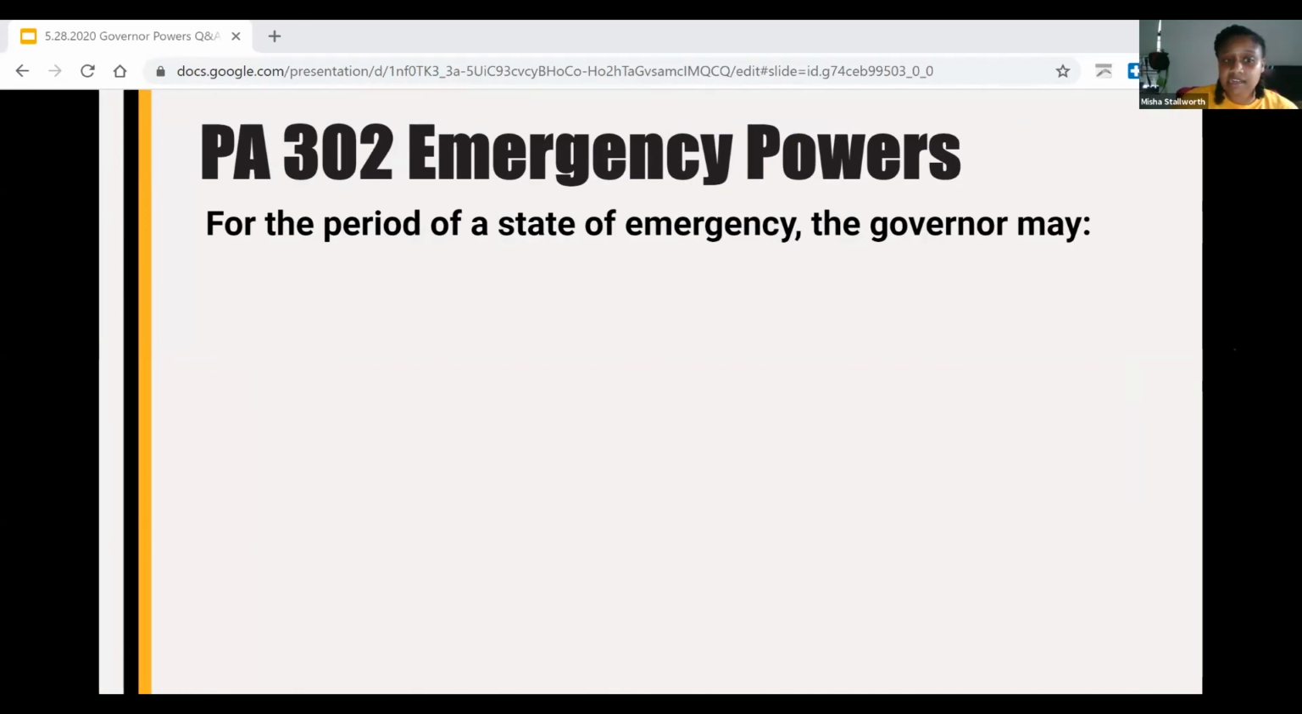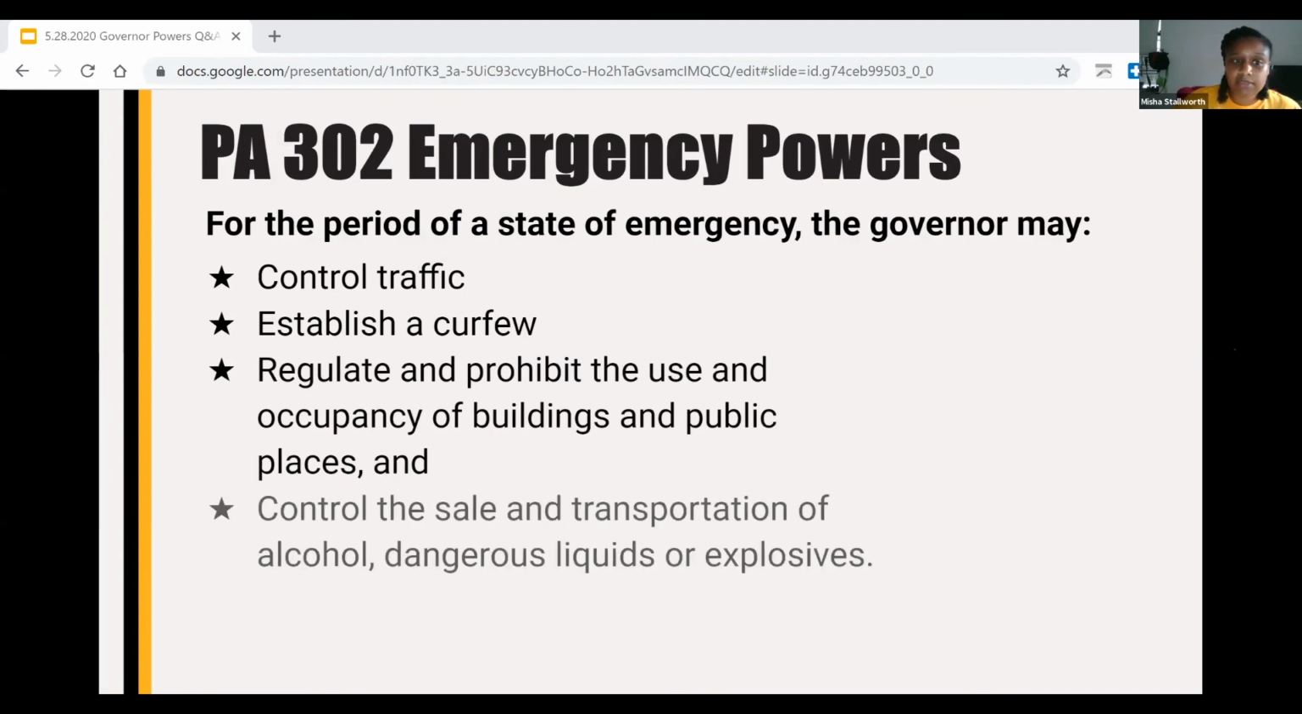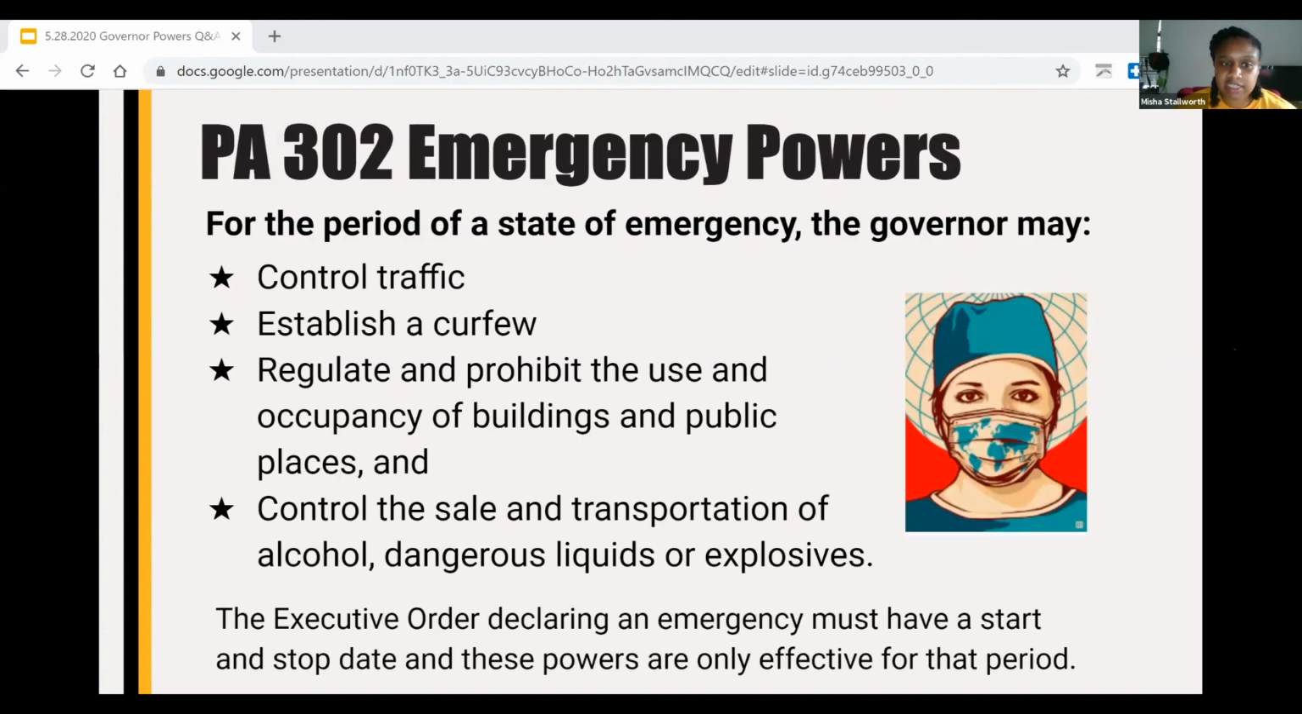So for the period of a state of emergency, the governor may control traffic, establish a curfew, regulate and prohibit the use and occupancy of buildings and public places, and control the sale and transportation of alcohol, dangerous liquids, or explosives. And when we talk about the period of a state of emergency, there is a start and stop date on our executive orders, and we talk about expansions or extending those dates. That's why the period is so important, because these powers exist within that period.